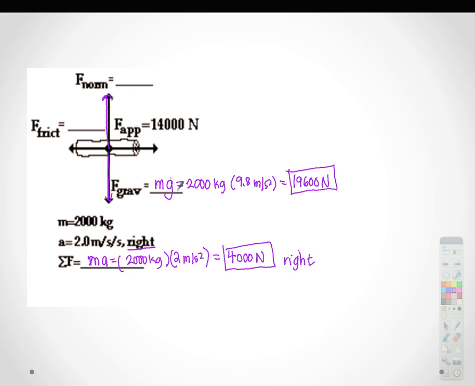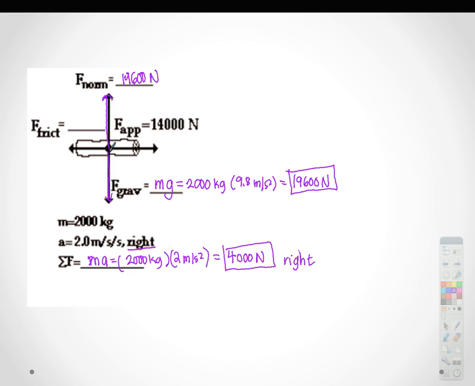And with that, we now know that our normal force should be equivalent to the force of gravity. So this one should be 19,600 newtons also. Okay, now for the force of friction, since we know that our net force is just going to the right, we have a total of 4,000 newtons going to the right.